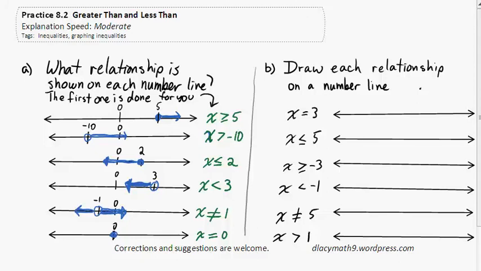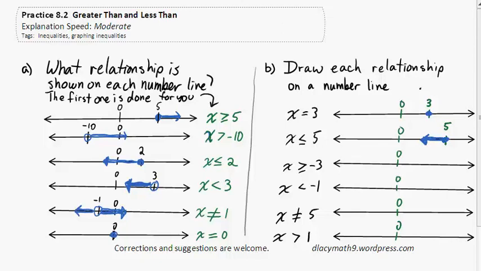Moving to the right, draw each relationship on a number line. Well, you can always just throw in the 0, and we don't need a whole bunch of numbers, just the one mentioned here. x is equal to 3. Okay, there's x is equal to 3, and so I fill in a solid dot at 3. x is less than or equal to 5, so I'll mark 5. Then I'll put a closed circle on 5 and draw an arrow going to -infinity, because everything less than 5 makes this statement true as well.